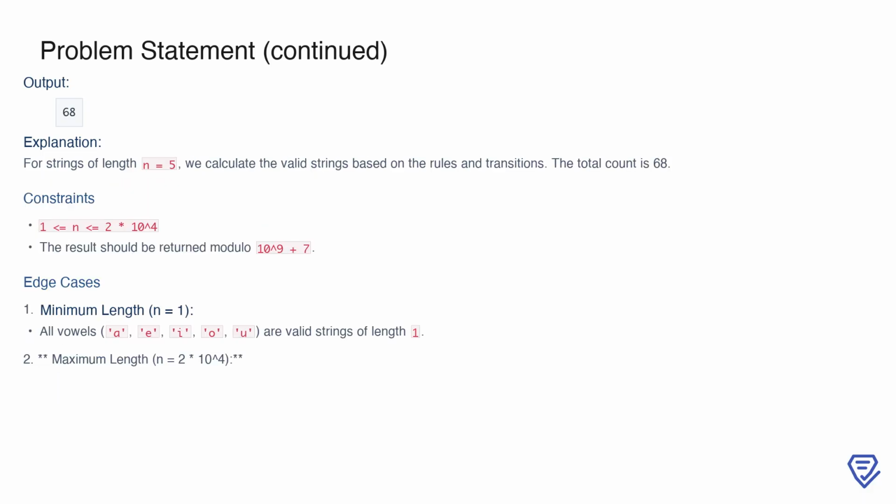For n equals 5, the number of valid strings increases significantly, and the total comes out to 68. Here, the transitions become more complex as we chain together multiple valid pairs according to the rules. The calculation involves systematically extending valid strings of length 4 to length 5 while ensuring every transition adheres to the given rules. By following this process, we find that there are exactly 68 valid strings of length 5.